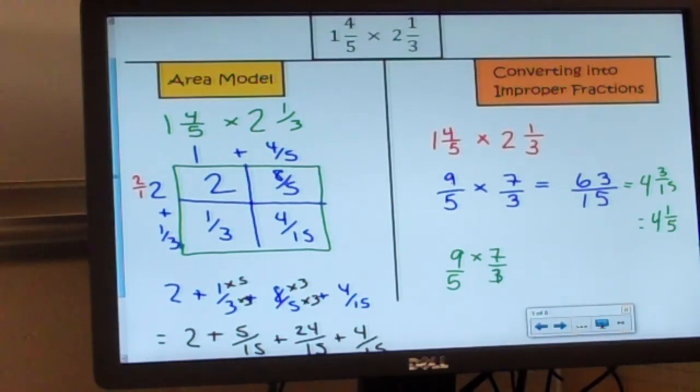Anushka noticed that in the numerator and denominator, they're both divisible by 3. 3 divided by 3 is 1. 9 divided by 3 is 3. And you could have multiplied across. That would have been fine too. That's what I did. Good. You would have gotten 4 1/5. Okay, questions on that?